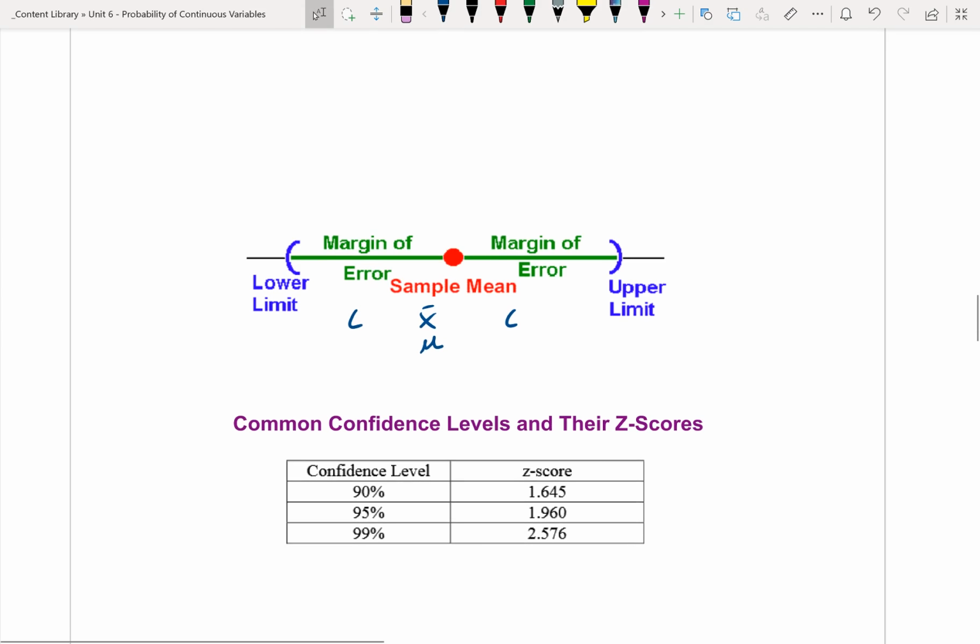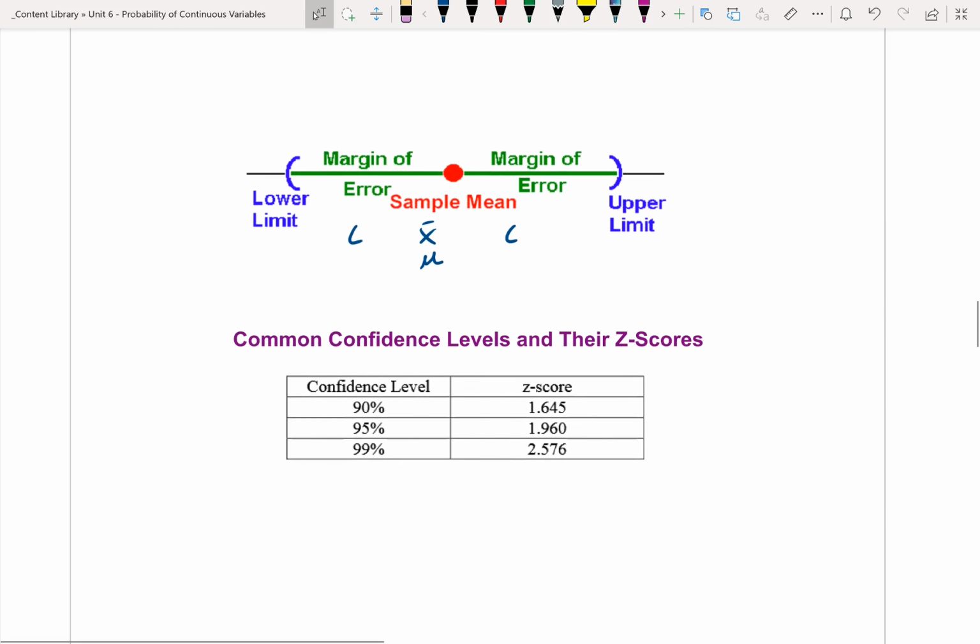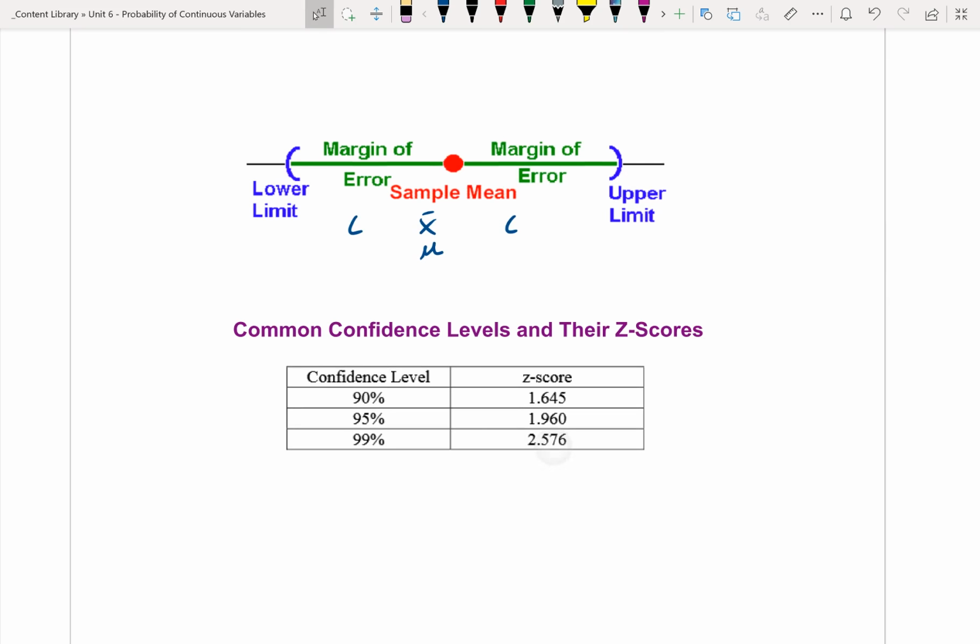Our confidence levels and the z-scores: depending on how confident I want to be in having my mean within that margin of error, I would use these confidence levels. So 90% confident that it's going to fall within the range of values, 95% confident, and 99% confident. And these are the z-scores that are associated with that level of confidence that we would be using in those formulas.